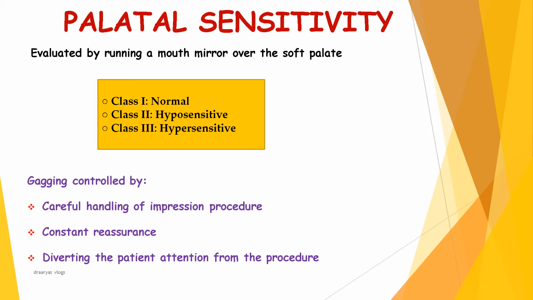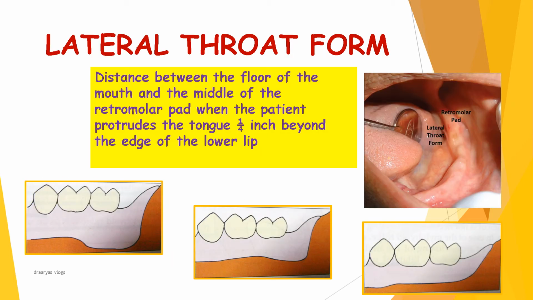the procedure. Lateral throat form is the distance between the floor of the mouth and the middle of the retromolar pad when the patient protrudes the tongue 1/4 inch beyond the edge of the lower lip. Neal classified the lateral throat form according to the extent of anterior movement of the retromylohyoid curtain as the tongue extends anteriorly. It is classified into class 1 deep, class 2 moderate, that is any position in between 1 and 3, and class 3 shallow.